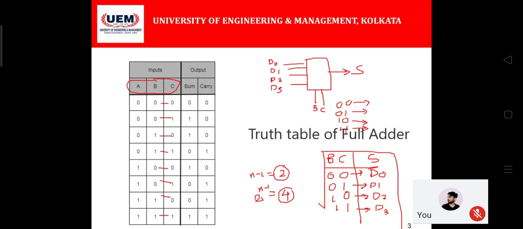And here we have selected that the select lines S0 and S1 have been replaced by B and C. Out of the 3 input lines of the full adder, we have taken B and C to be the select lines. Then what about D0, D1, D2, and D3? Because we have already used B and C, we cannot use B and C more in D0, D1, D2, and D3. We have to use another variable. Which variable is left now? A is the only one left to be provided as an input to our multiplexer.